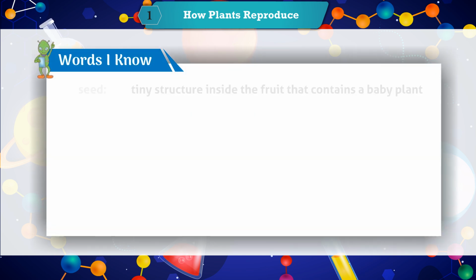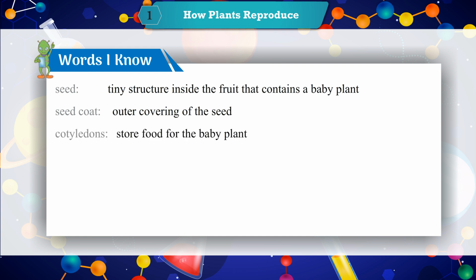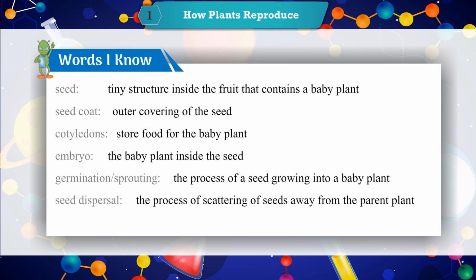Words I know. Seed, a tiny structure inside the fruit that contains a baby plant. Seed coat, the outer covering of the seed. Cotyledons, these store food for the baby plant. Embryo, the baby plant inside the seed. Germination, sprouting, the process of a seed growing into a baby plant. Seed dispersal, the process of scattering seeds away from the parent plant.